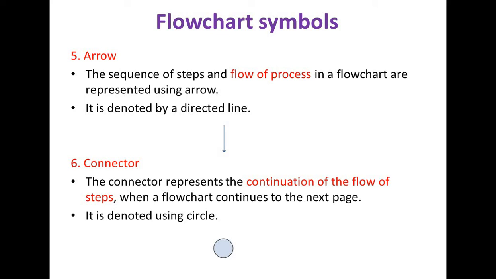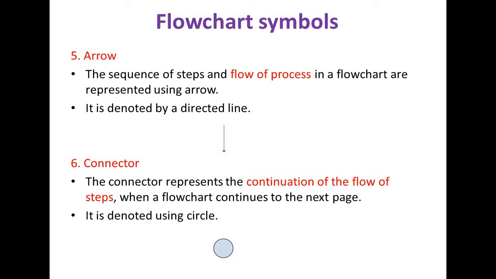It will connect two nodes, or in other words two symbols, and it will represent, after a particular step, where we need to move for the next step. Those things can be obtained with the help of the arrow.